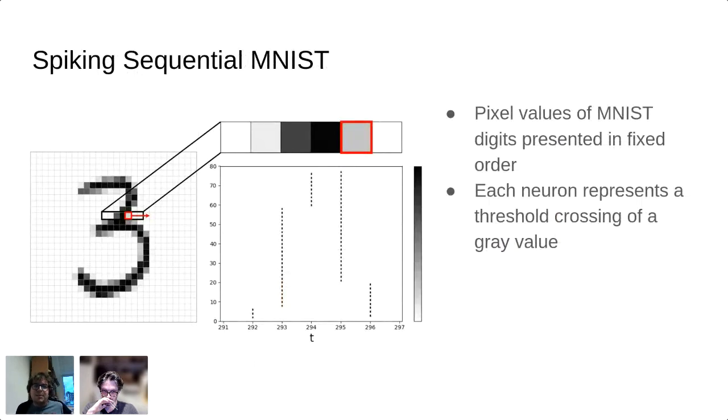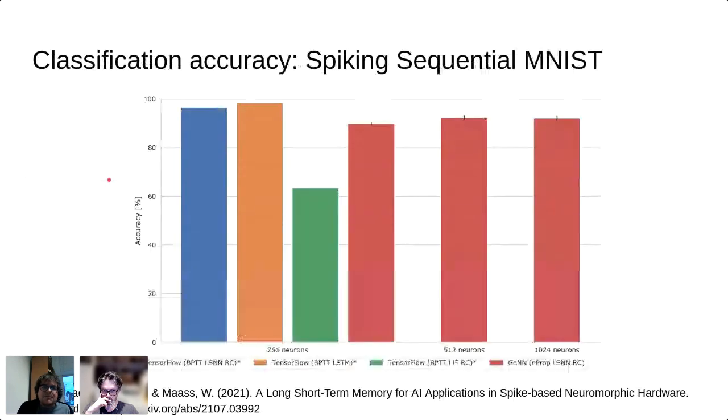The other data set we're looking at is a spiking sequential MNIST. So basically, in this data set, you take the MNIST digits and you scan across the pixels in time like this, and you have somewhere in this case 79 neurons, and each one represents a threshold crossing. So when you hit some threshold crossing, you get some neuron activity. This data set was used by this pretty cool paper that came out earlier this year by Wolfgang Maass's group, and they compared a whole selection of hardware, which we're going to get to in a minute.